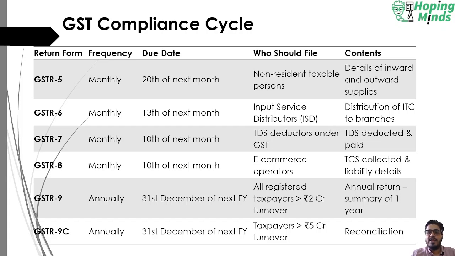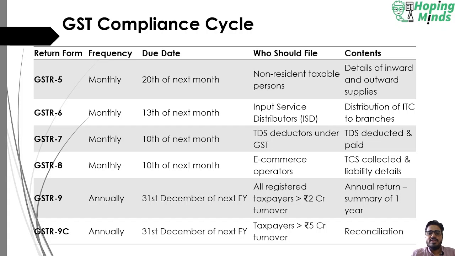GSTR 9 is the annual return for regular taxpayers. So the taxpayers whose turnover has exceeded rupees 2 crores during the previous financial year are required to file GSTR 9, that is the annual return. It contains the summary of turnover, purchases, input tax credits, and the taxes paid by the taxpayer.